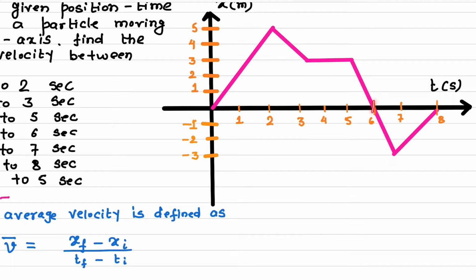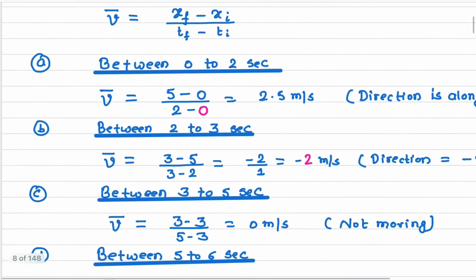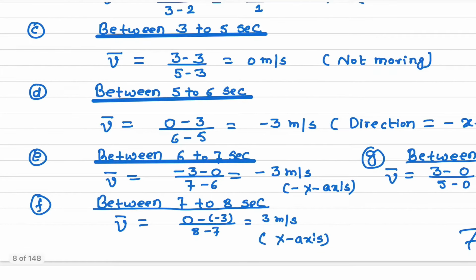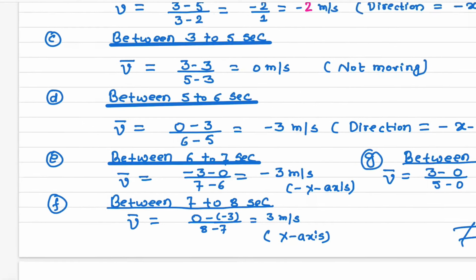So what is the final position at this point? The final position at time equals to 6 seconds is 0, and the initial position at time equals to 5 seconds is 3. So let's plug in this equation here. Between 5 to 6 seconds, at time equals to 6 seconds, the final position is 0. At time equals to 5 seconds, the position is 3. And this is the time 6 minus 5. What I get is negative 3 meter per second.